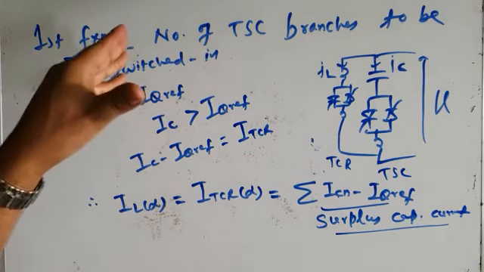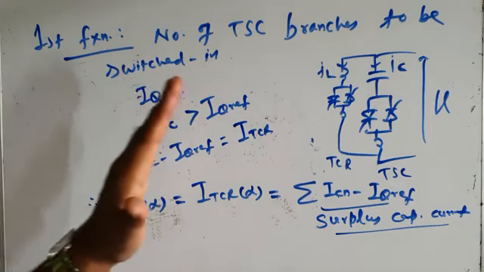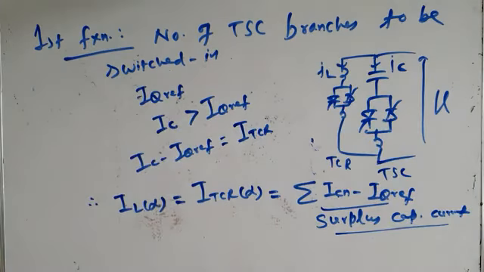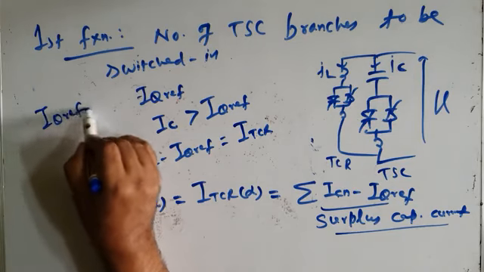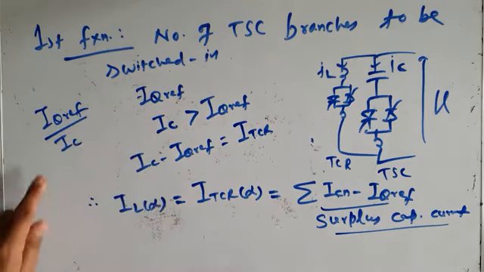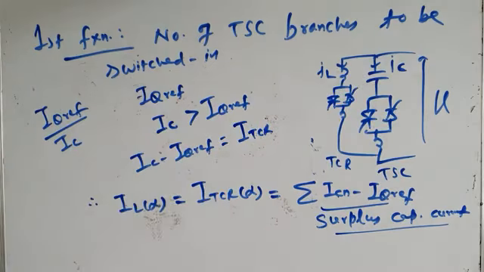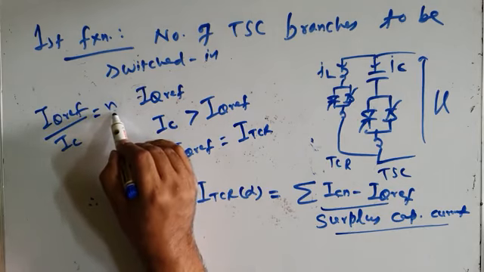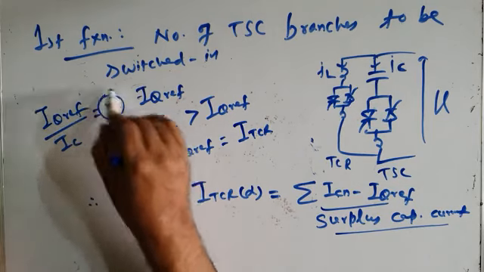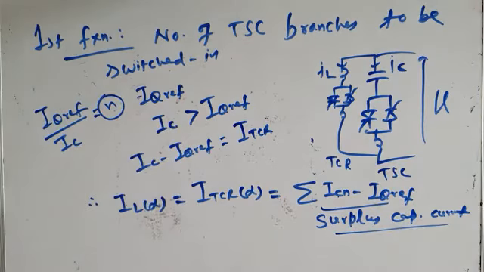The first function of the controller is to determine the number of TSC branches to be switched in. I have told you how to do that. IQ ref, which your controller already knows, divided by IC, where IC is the current drawn by one TSC branch when it is switched in. That will give a number; if it comes out to be a fraction, it has to be rounded off to the next higher integer, and this will give you the number of TSC branches which have to be turned on.